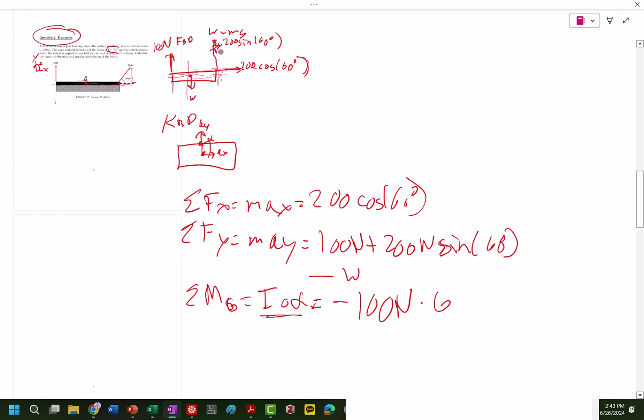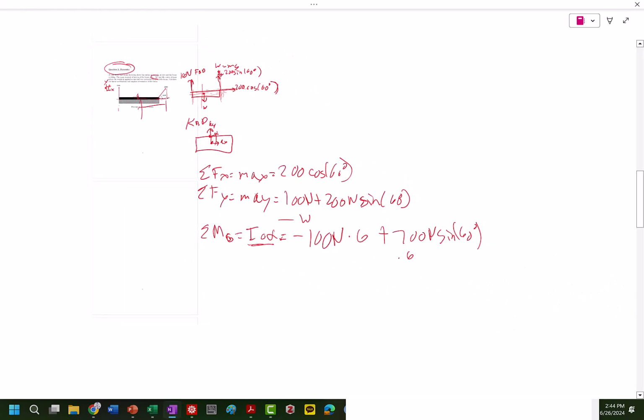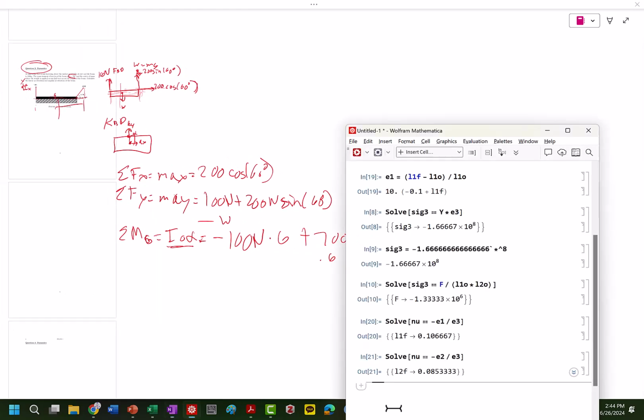So really the only other force here is going to be a positive, plus 200 newtons sine of 60 degrees times 6, because basically the distance here and here is our perpendicular distance from the line of action. So let's go ahead and calculate that.